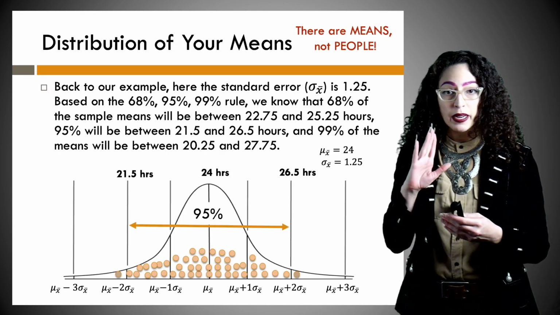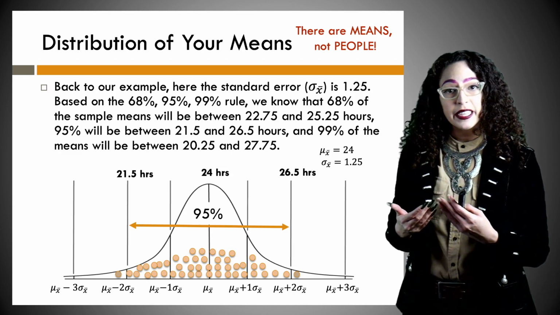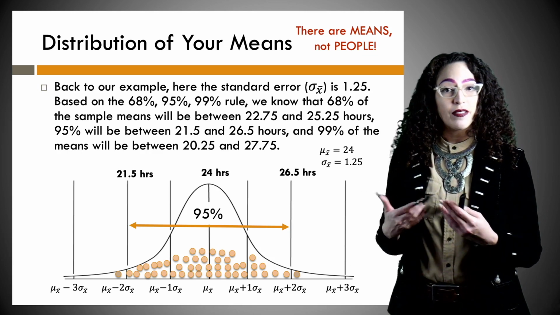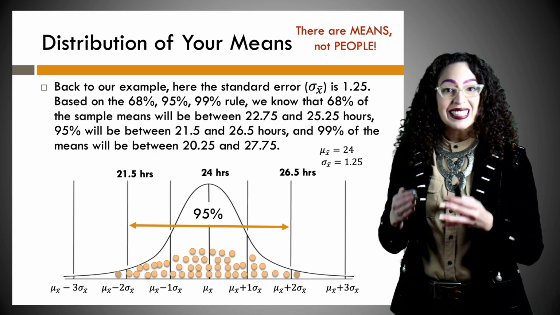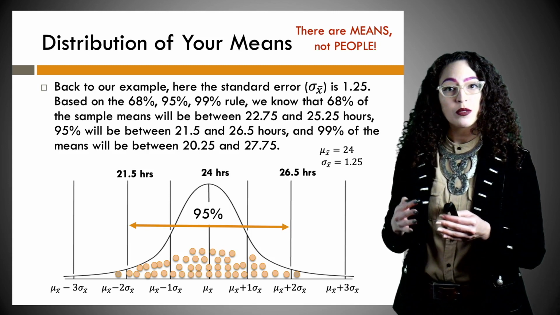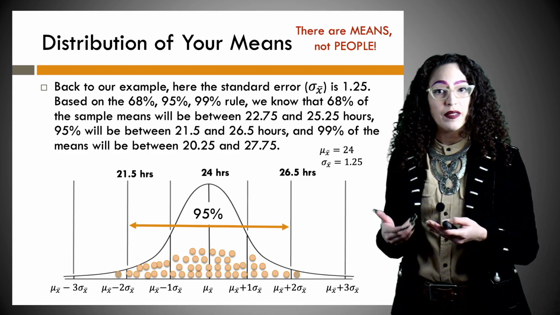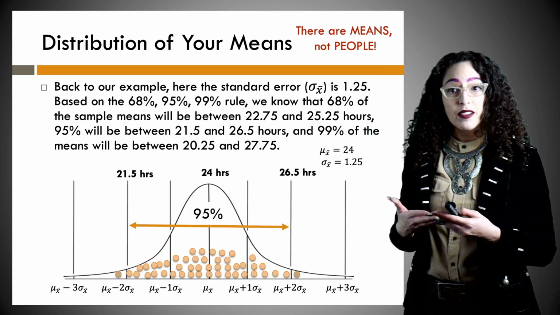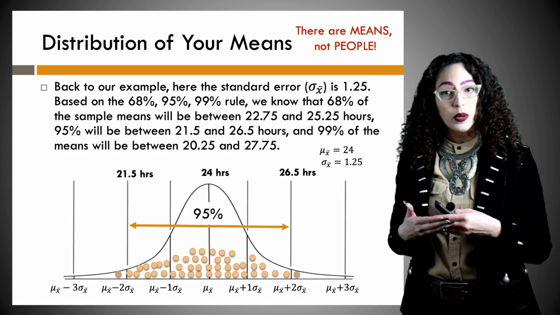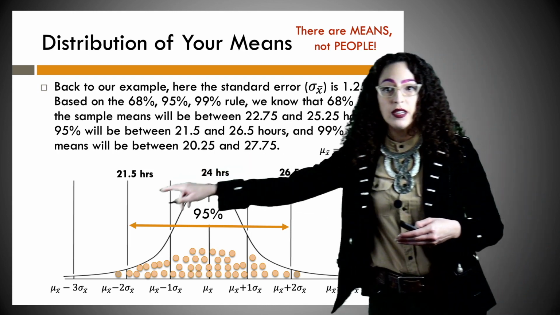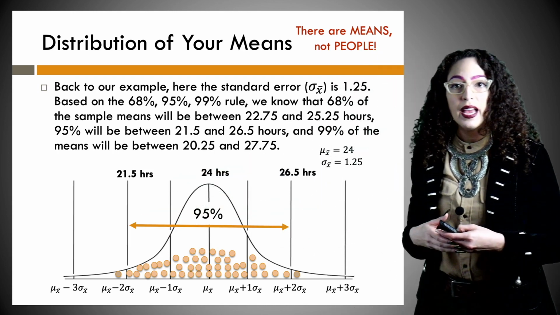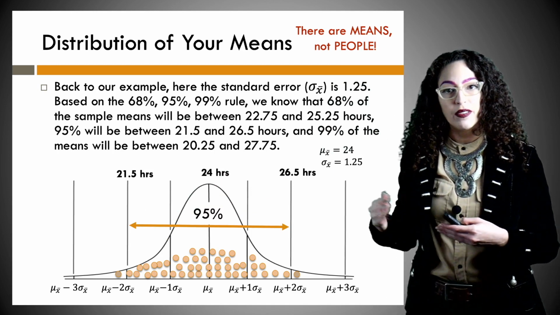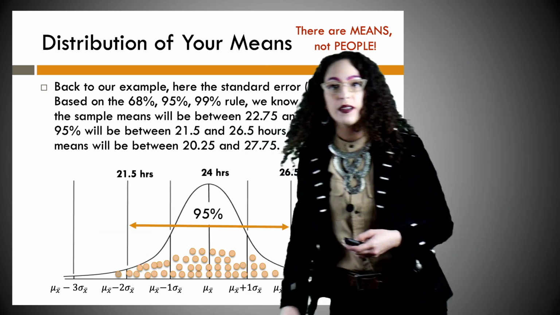So back to our made-up example, the standard error here is 1.25. Based on the 68, 95, 99 rule, we know that 68% of the sample means will be between 22.75 and 25.25, from here to here. 95% of the means will be between 21.5 and 26.5, from here to here, and 99% of the means will be between 20.25 and 27.75, from here all the way out there.